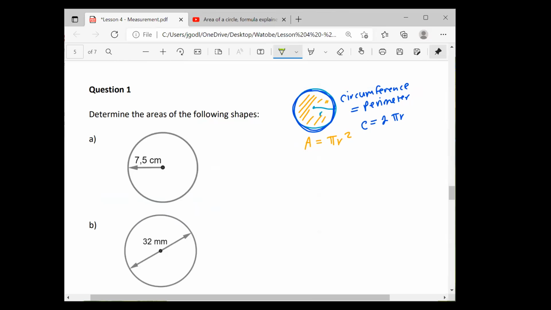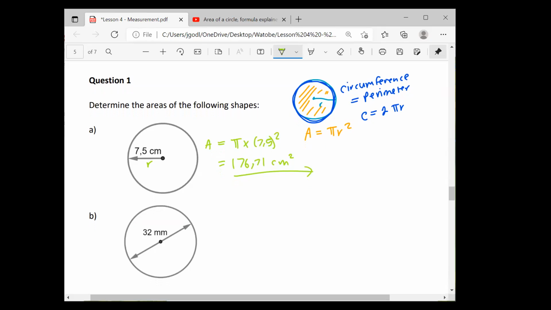Okay, I'm seeing some good answers. I'm just going to do the first one while those who are still working on the second can work on the second. My radius here is 7.5. So my area is going to be pi times 7.5 squared. And that gives me 176.71. I'm seeing centimeters, but it's area, centimeters squared. Don't forget your units. Just going to give you one more minute to finish off B for those who haven't had a chance to finish it just yet.